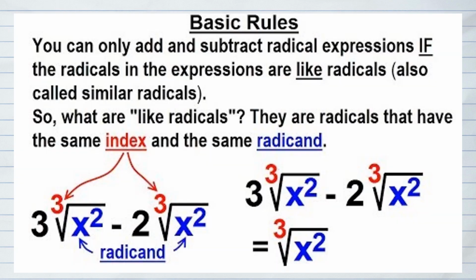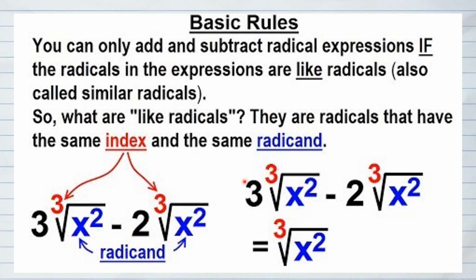You can only add and subtract radical expressions if the radicals in the expressions are like radicals, or what we call similar radicals. So what are like radicals? They are radicals that have the same index and the same radicand. As you can see, we have our example here, 3 cube root of x squared minus 2 cube root of x squared. The index here is both cube, or 3, and the radicand here is both x squared. So definitely we can say that they are similar radicals.